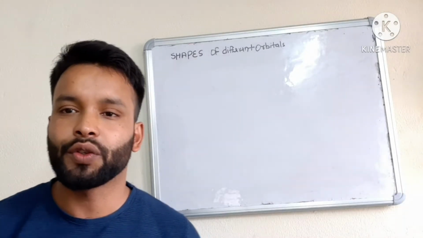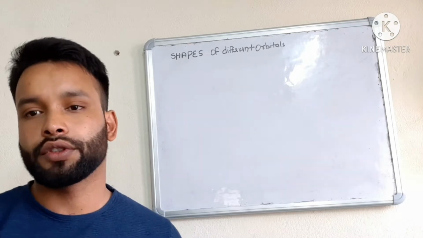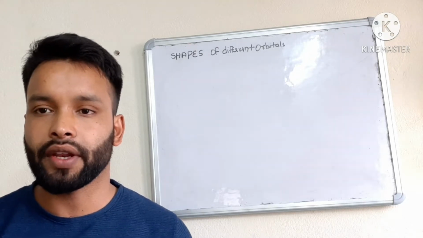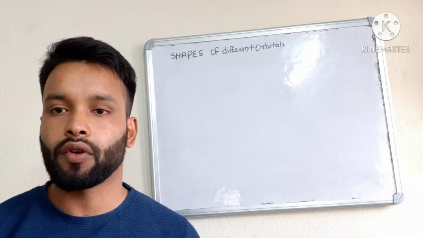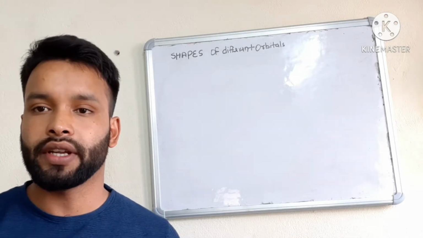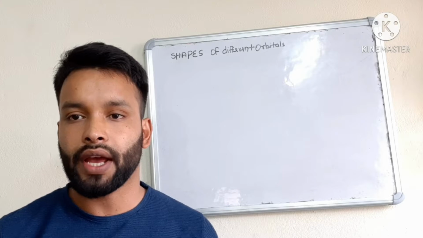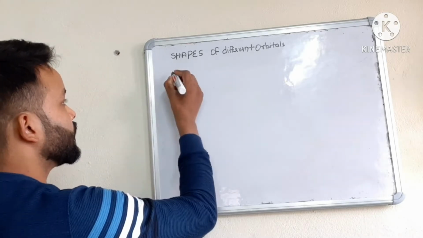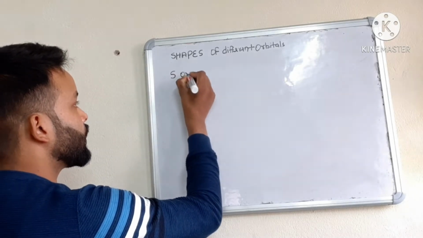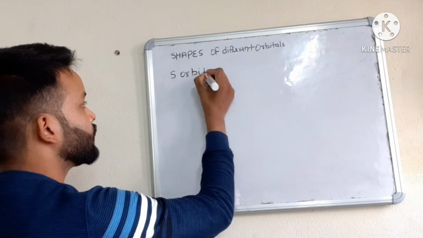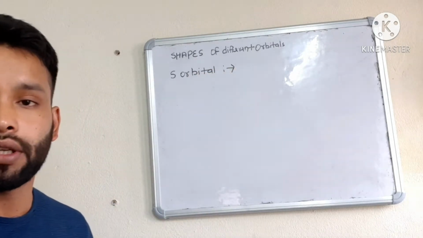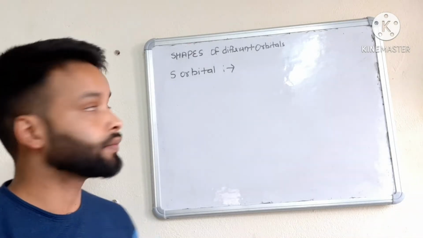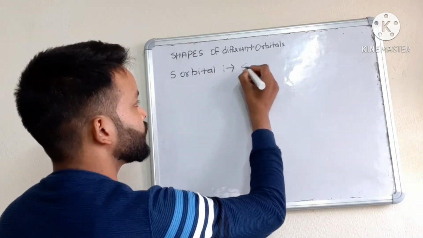So guys, as I told you, today I'll teach you shapes of different orbitals. These are very important, and the whole importance of these different orbitals and their shapes I already explained to you. So starting with s orbital, the first orbital is the s orbital. The first thing we should know about s orbital is it is spherical in shape.